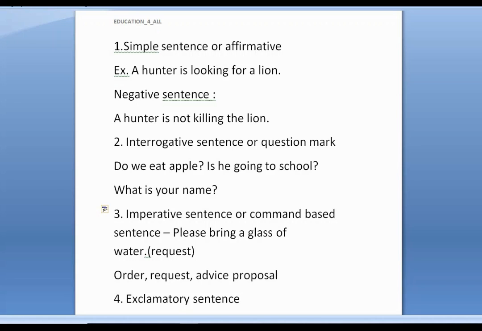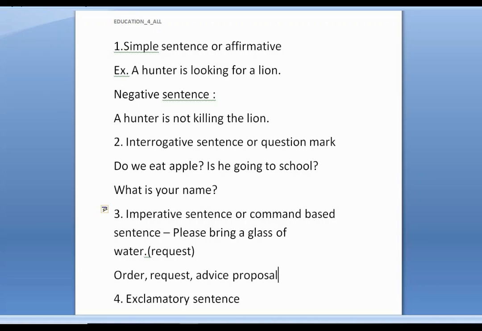So if I talk about any example related to order, I can say march forward and attack the enemy. So it's an order where an army man giving order to their force. In the same way, if I talk about a request, kindly grant me a leave for 2 days. So in this we are requesting someone, or as I mentioned earlier, please bring a glass of water. It is also a request.